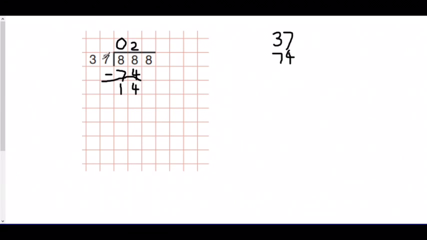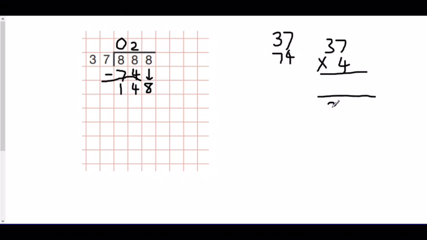Now it's how many 37s go into 14, or 14 divided by 37. And I can't do that because 14 is not big enough. So I bring my 8 down and we say, how many 37s go into 148? Or what's 148 divided by 37? I can keep listing my 37 times table, or I could do some short multiplication to quickly work out some facts.